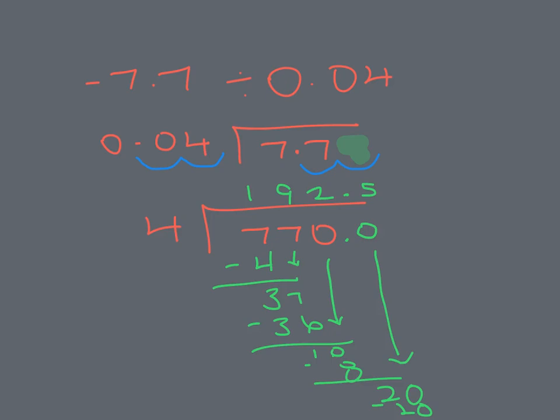And now I'm going to look at my signs. So I had a negative divided by a positive, which gives me a negative because the signs are different. So my final answer is going to be negative 192.5.